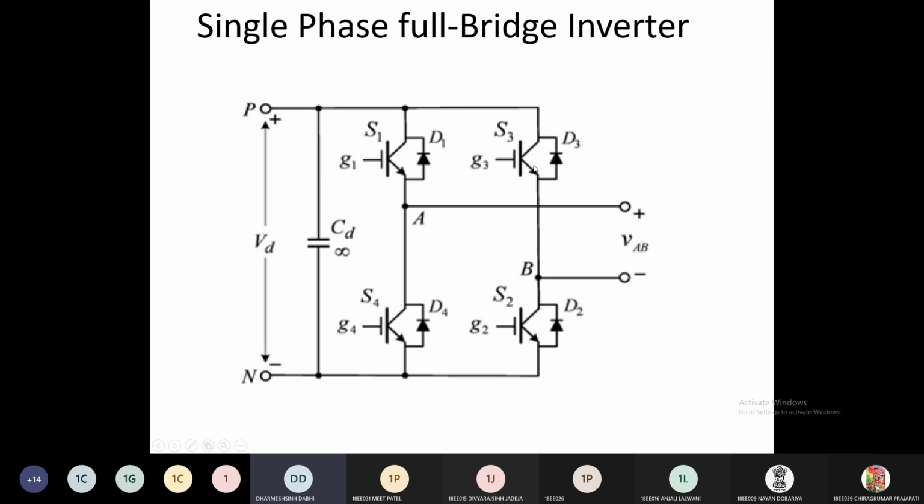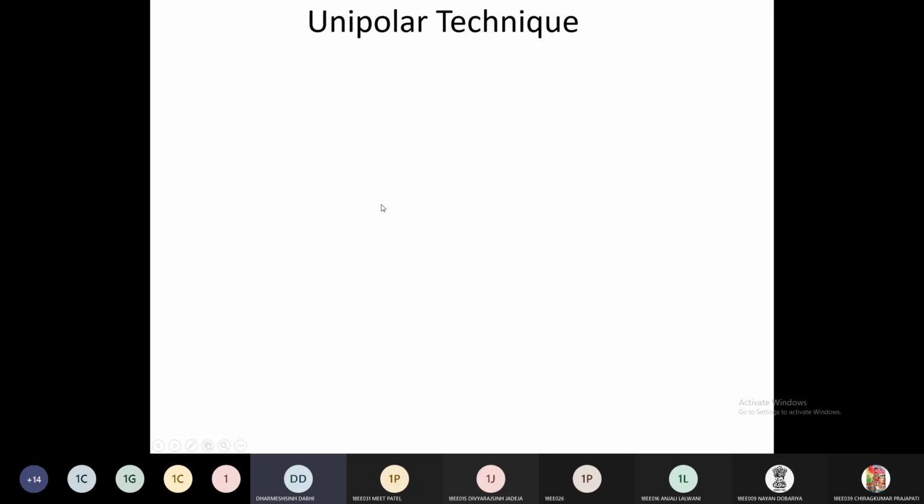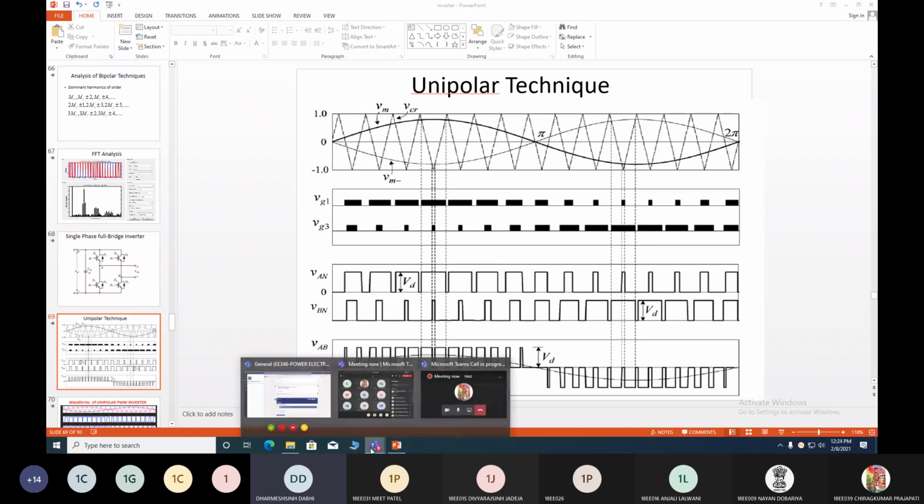Same way here, if only S3 is on and S4 is off, again you do not get the full negative voltage minus VAB. You get the output voltage only when both the switches S1 and S2 are on, or when S3 and S4 are on. So there is a common period where S1 and S2 are on, and only at that time you get the positive voltage. In the same way, when S3 and S4 are on, there is a common period during which you get the negative voltage. Clear? So let's see this by drawing the waveform here.